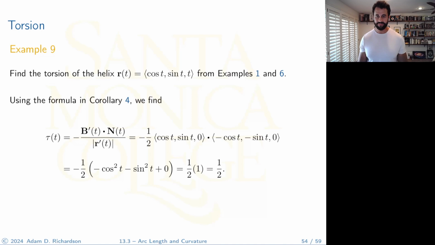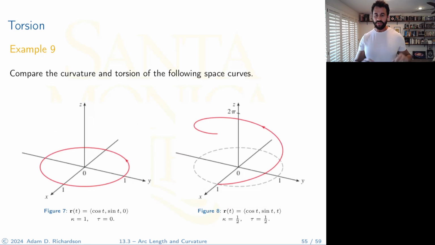Okay, that is it. Hopefully you got the same answer. This is a good comparison, and I like that the book has this. Let's compare the curvature and torsion of the following space curves. Look at this space curve here. This is just the unit circle in the xy plane. Its curvature is 1, because the radius is 1, and 1 over 1 is 1. But the torsion is 0. The curve is not twisting up out of the plane at all.